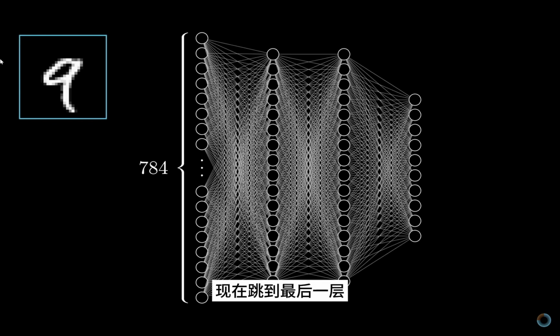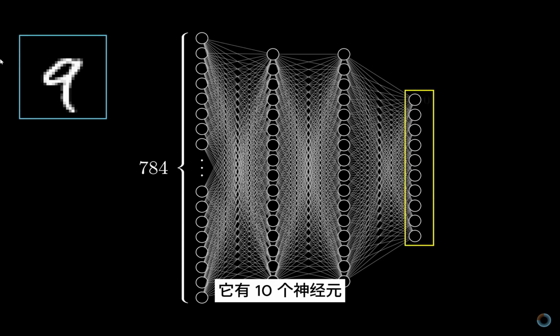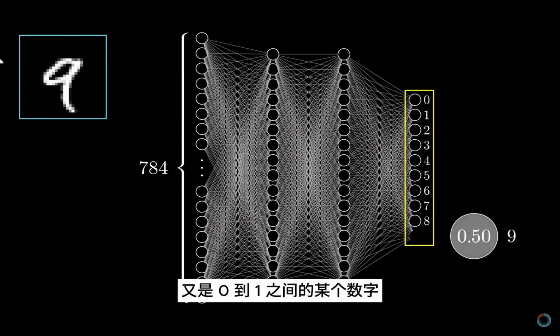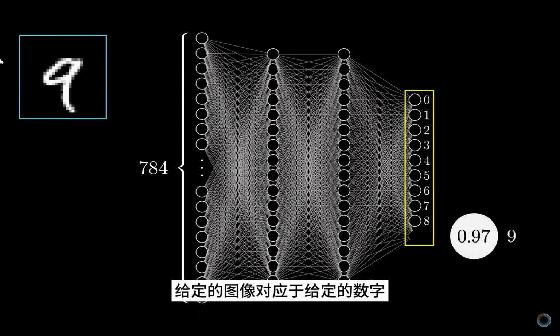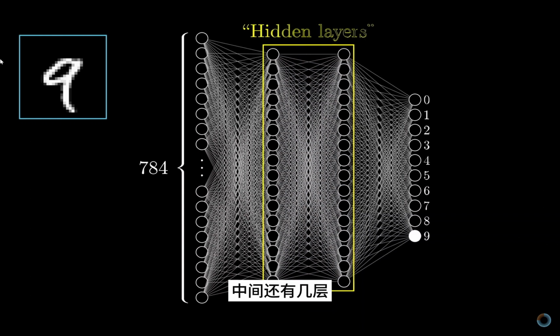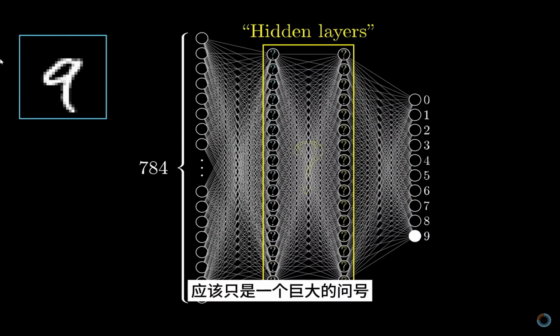Now jumping over to the last layer, this has 10 neurons, each representing one of the digits. The activation in these neurons, again some number that's between 0 and 1, represents how much the system thinks that a given image corresponds with a given digit. There's also a couple layers in between, called the hidden layers, which for the time being should just be a giant question mark for how on earth this process of recognizing digits is going to be handled.